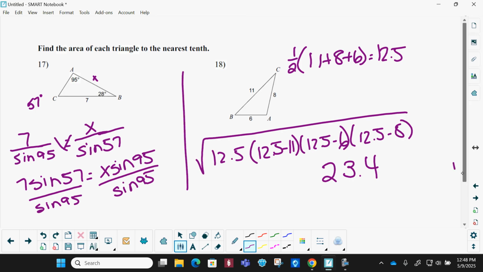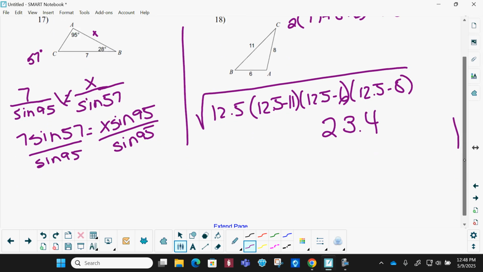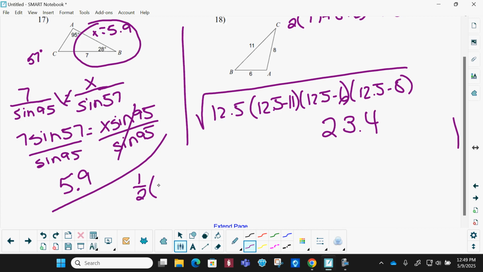Okay. 7 sine 57 divided by sine of 95. I got 5.9. Okay. Now area. Notice I have two sides and an angle. So here we go. We got 1/2 times the two sides sine of that angle. So 0.5 times 7 times 5.9 sine of 28. And I got 9.7. Okay.